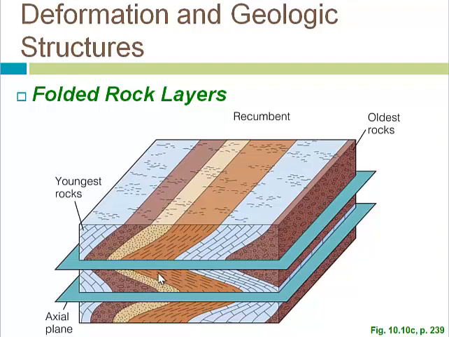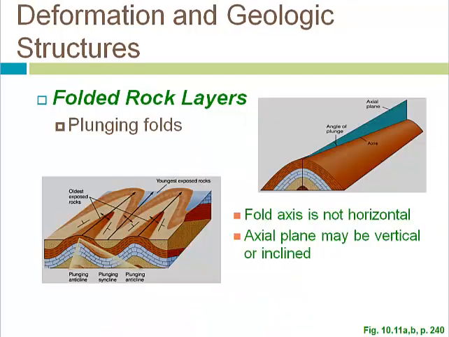So the axial plane becomes horizontal, or nearly horizontal, and the bedding plane, the stuff that was laid down flat, becomes vertical. And that usually happens at convergent boundaries because of extreme pressures and shifting in the rock.